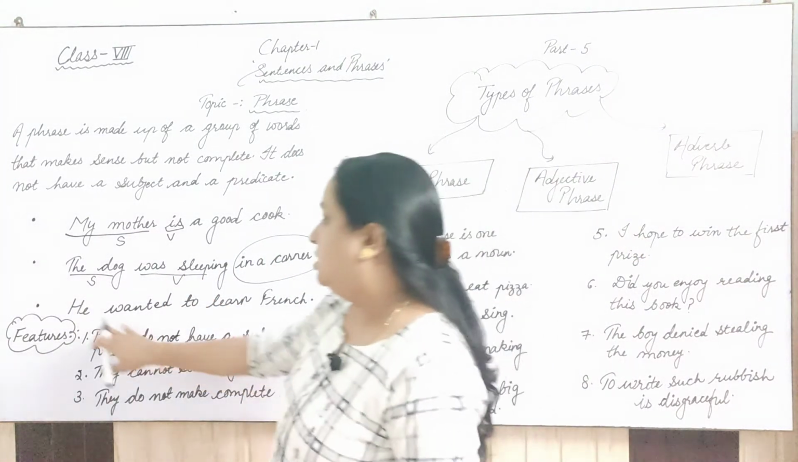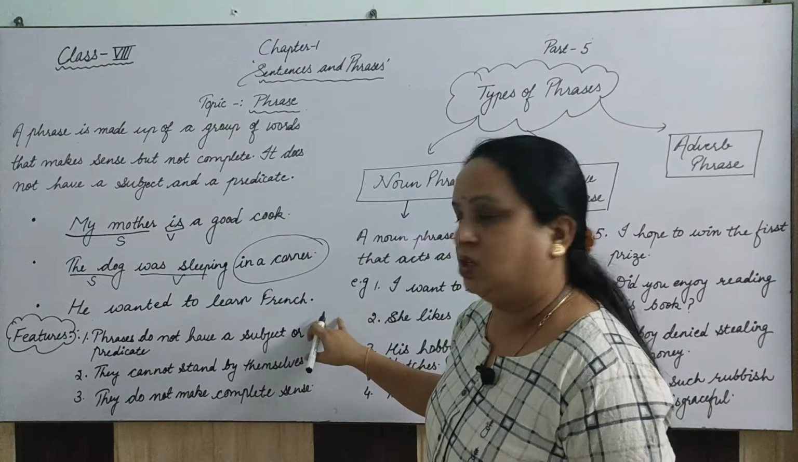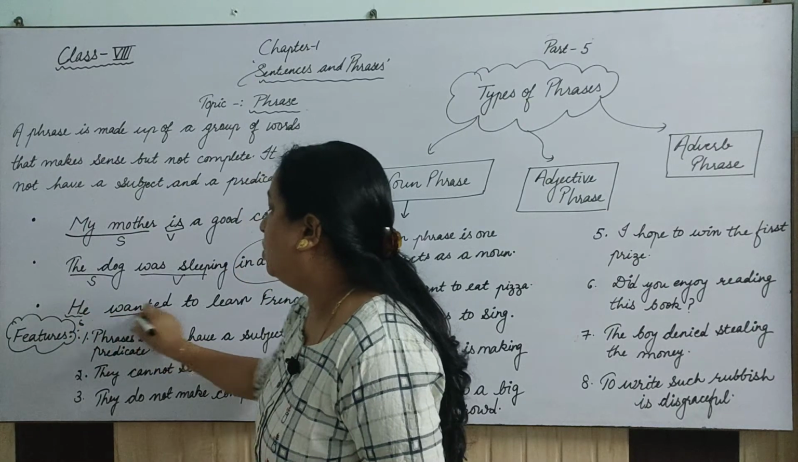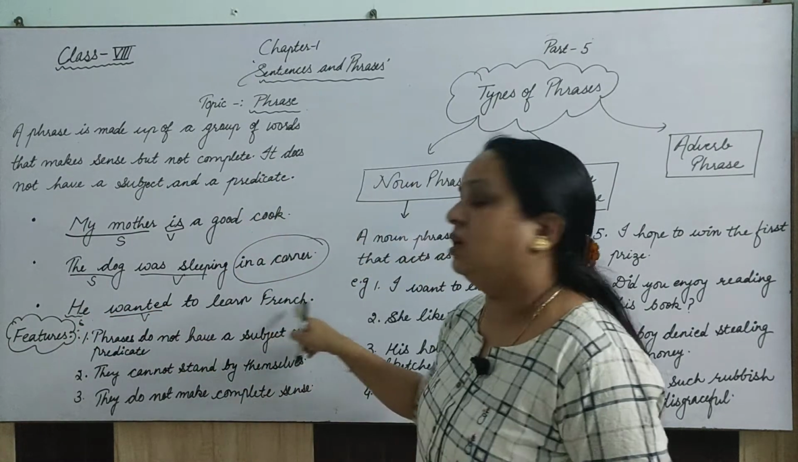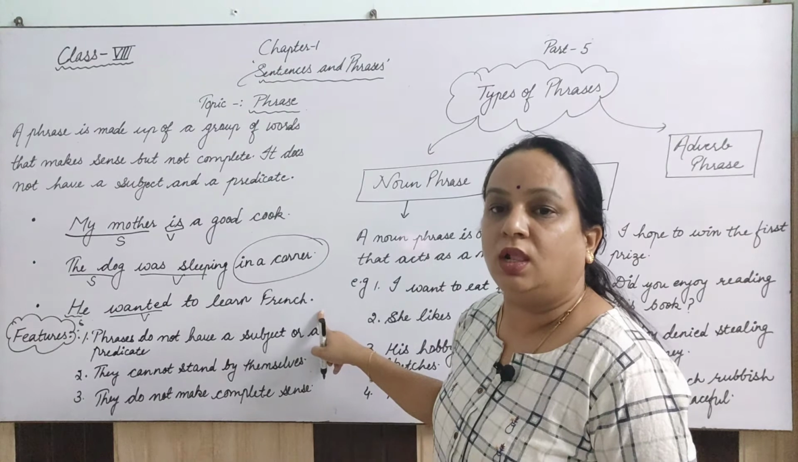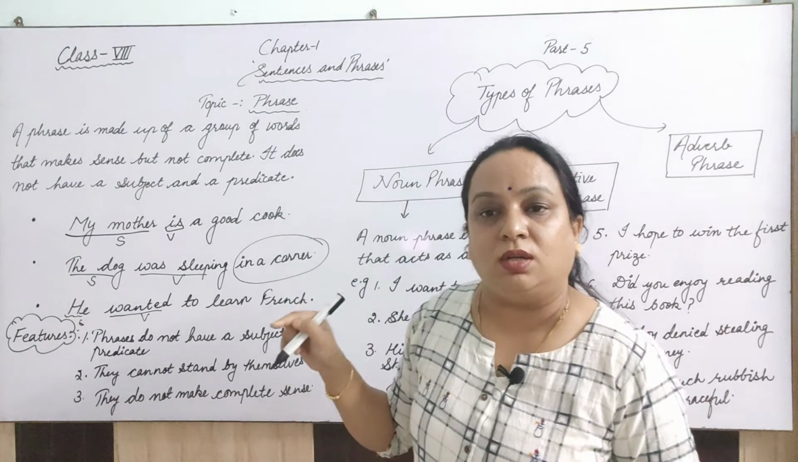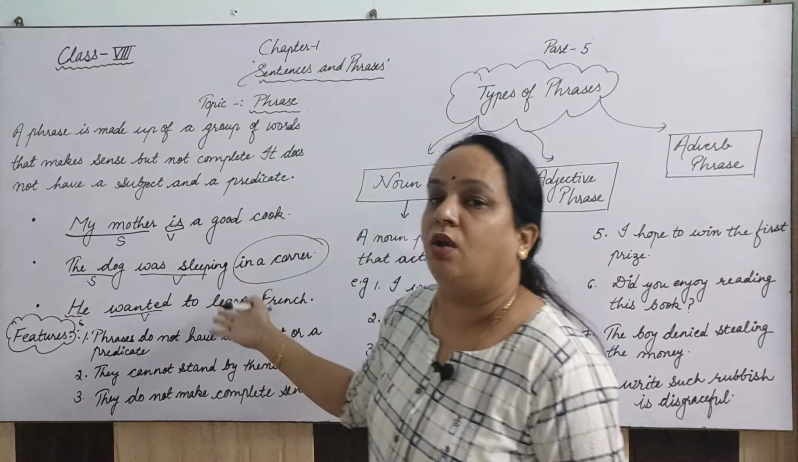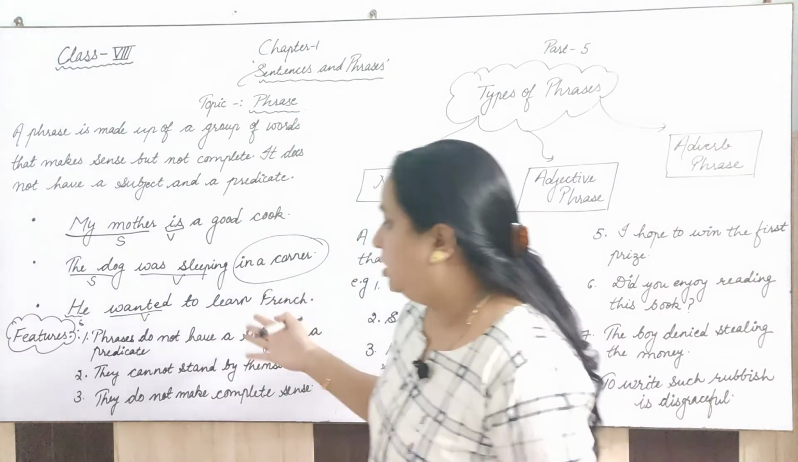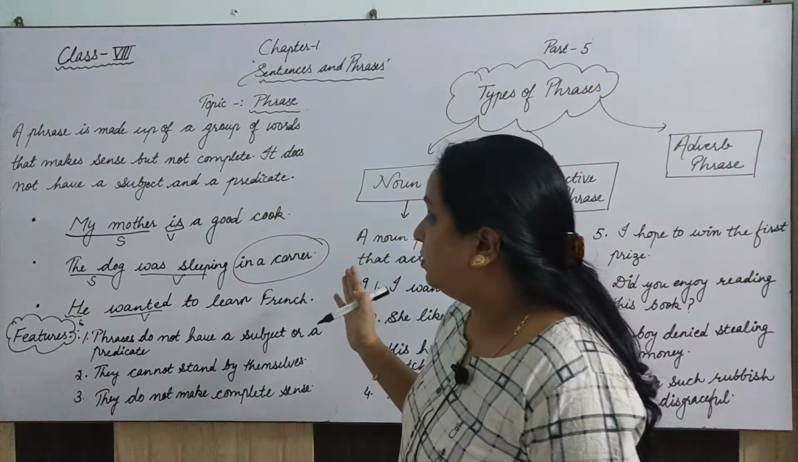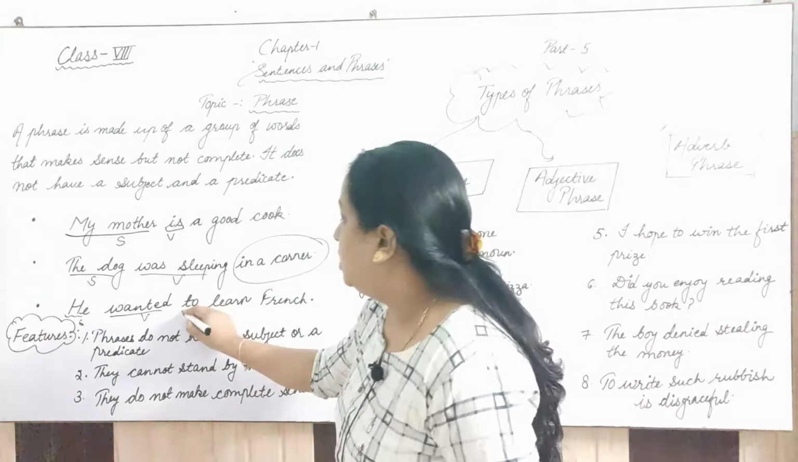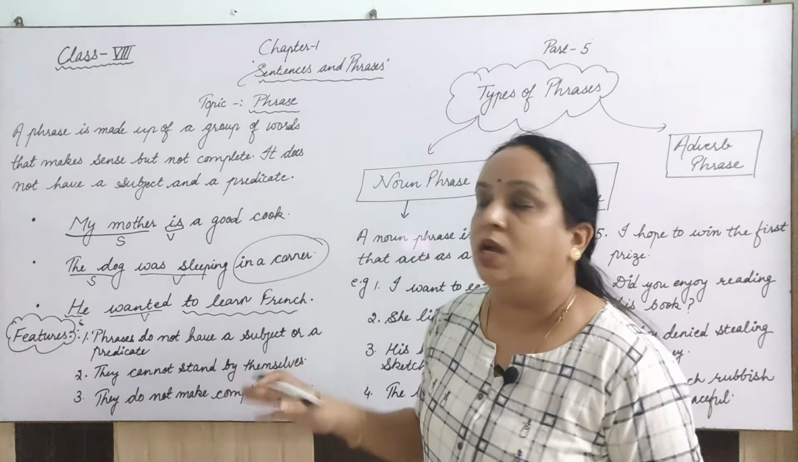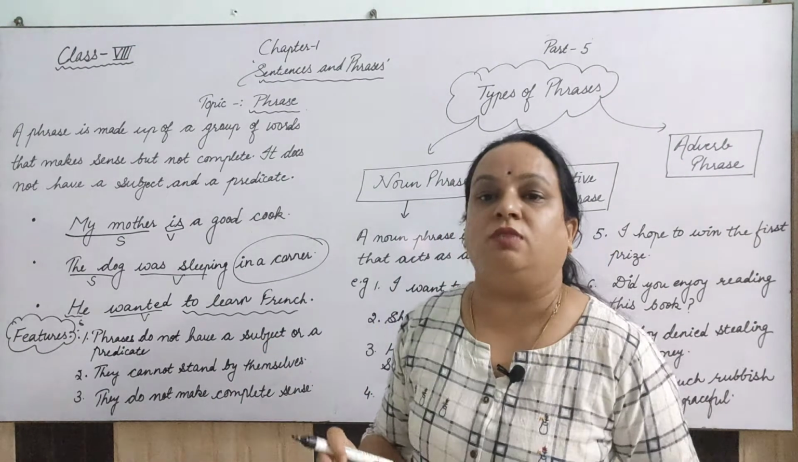See third sentence, he wanted to learn French, right? So once again, he is what here? Subject, wanted is verb. Now to learn French, to learn French. This is what? This is the left portion which is not having subject either, nor the verb. So what is that? To learn French is what here? Phrase, right?